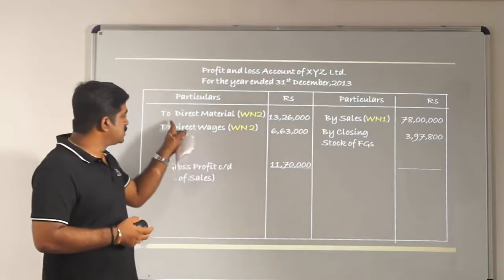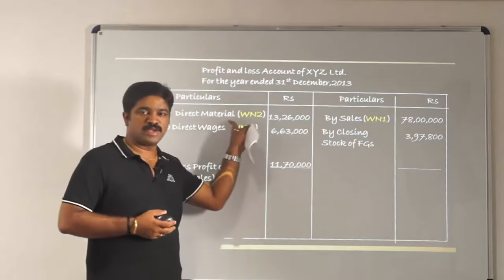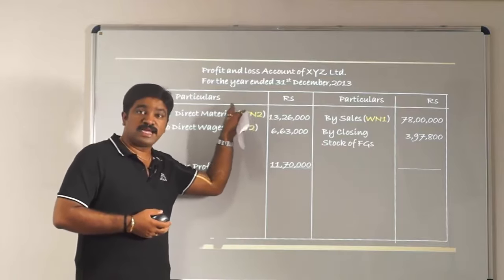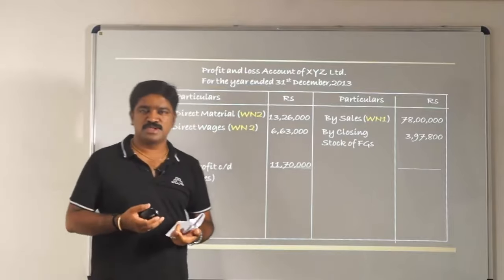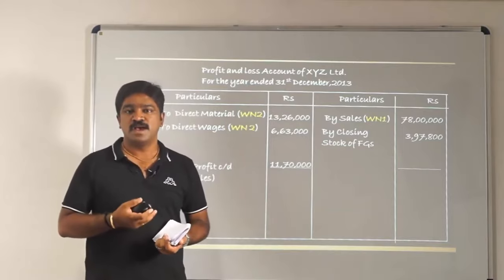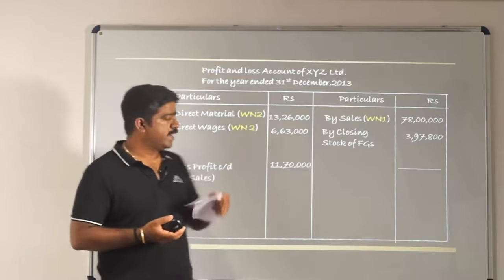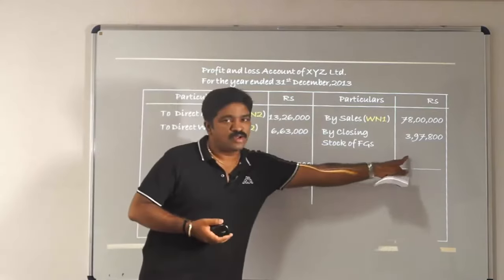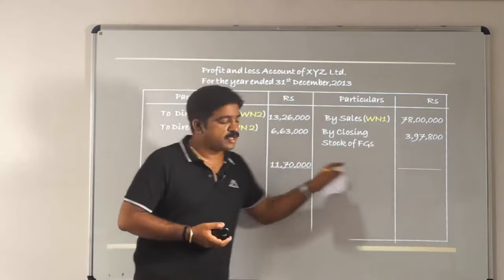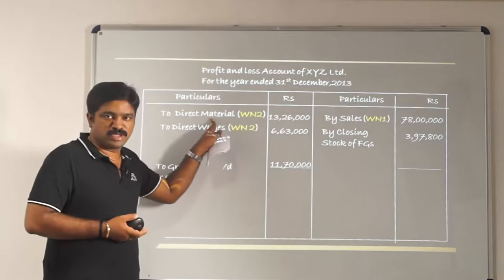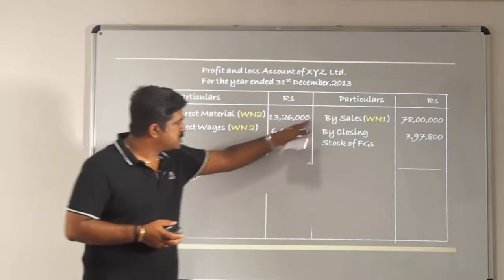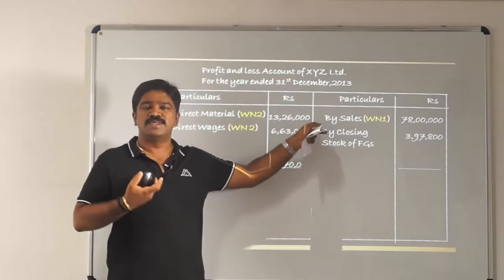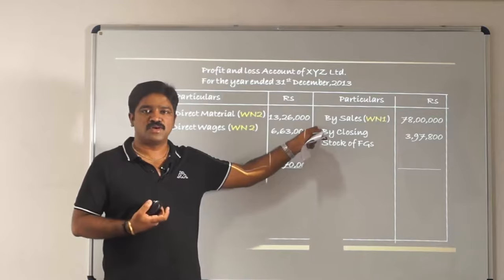See, understand, this is basically the raw material consumed. If you want, you can add a word here, direct material consumed. What is the formula for consumption? It is opening plus purchases minus closing stock. It means the closing stock of raw material is taken care of. So don't repeat raw material stock. If you want to repeat raw material stock, then you have to add the closing stock here. I'm not doing that because this 13,26,000 is raw material consumed, which means it is after subtracting the closing stock of raw material.